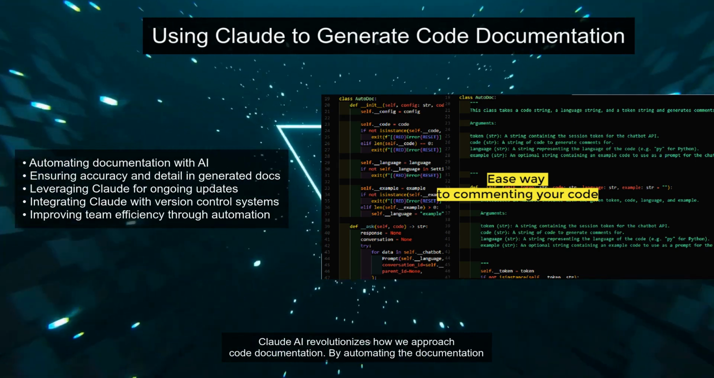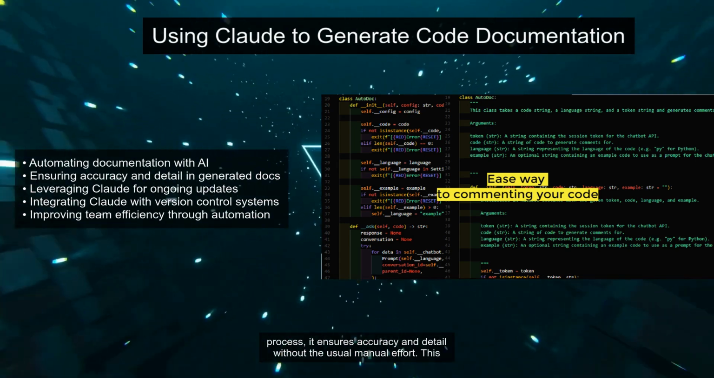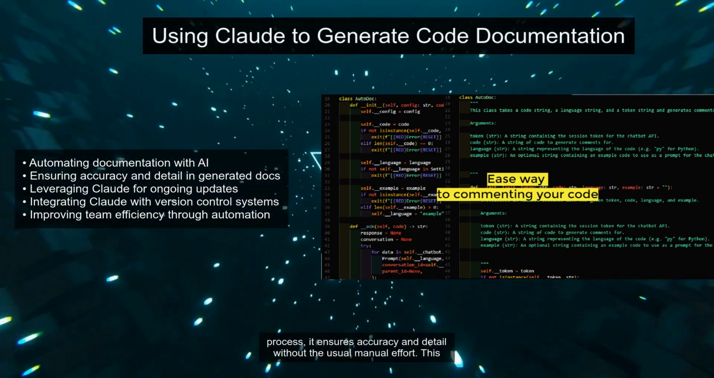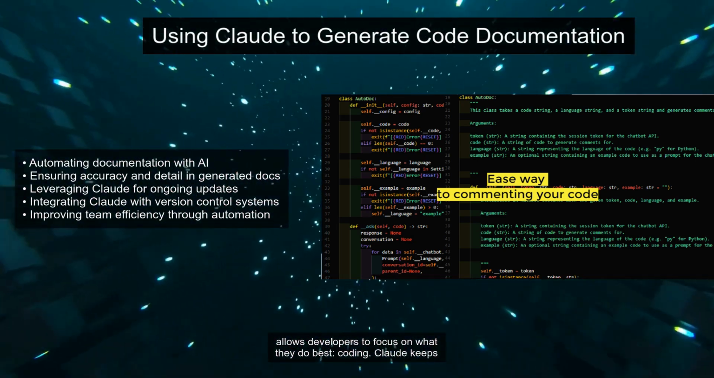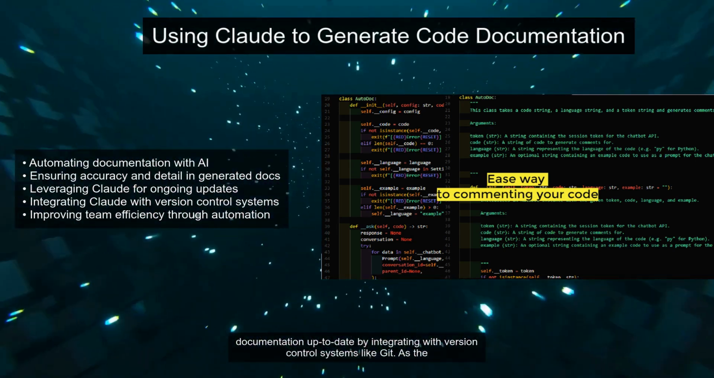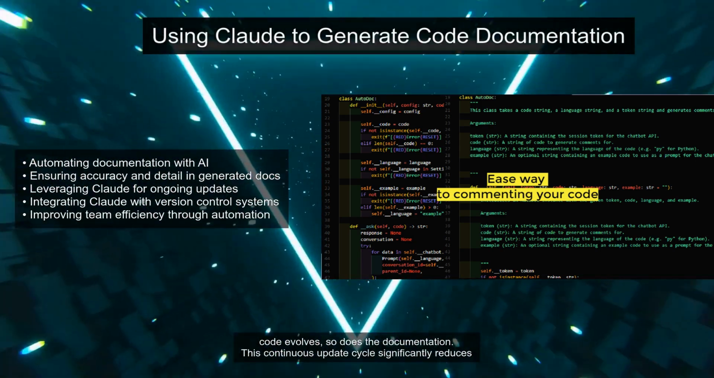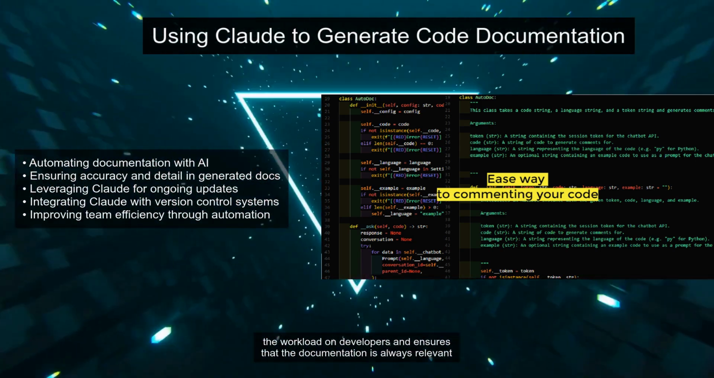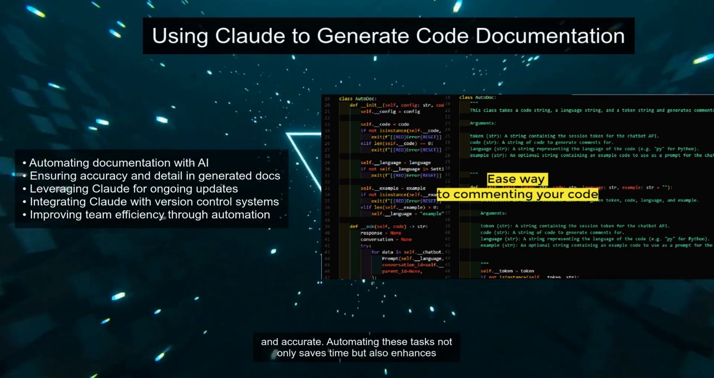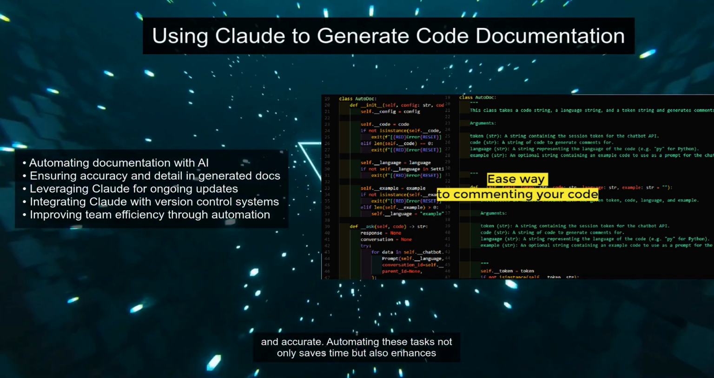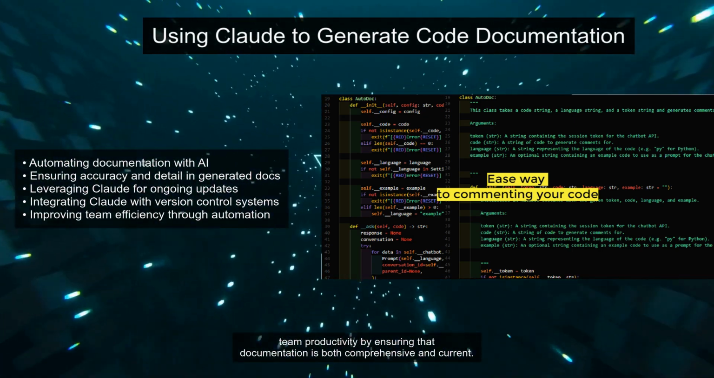Claude AI revolutionizes how we approach code documentation. By automating the documentation process, it ensures accuracy and detail without the usual manual effort. This allows developers to focus on what they do best, coding. Claude keeps documentation up to date by integrating with version control systems like Git. As the code evolves, so does the documentation. This continuous update cycle significantly reduces the workload on developers and ensures that the documentation is always relevant and accurate. Automating these tasks not only saves time but also enhances team productivity by ensuring that documentation is both comprehensive and current.